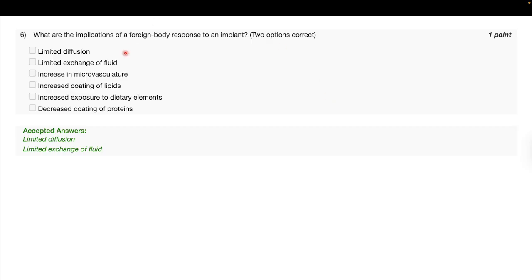So if you follow up with the options here, first is limited diffusion. Yes, that could happen. That is one implication of foreign body response. Limited exchange of fluid. Yes. Increase in microvasculature, increased coating of lipids, increased exposure to dietary elements, decreased coating of proteins don't at all matter in the context of foreign body response to an implant. So the correct answer is option 1 and 2. Clear? Okay, then let's move on towards the next question.